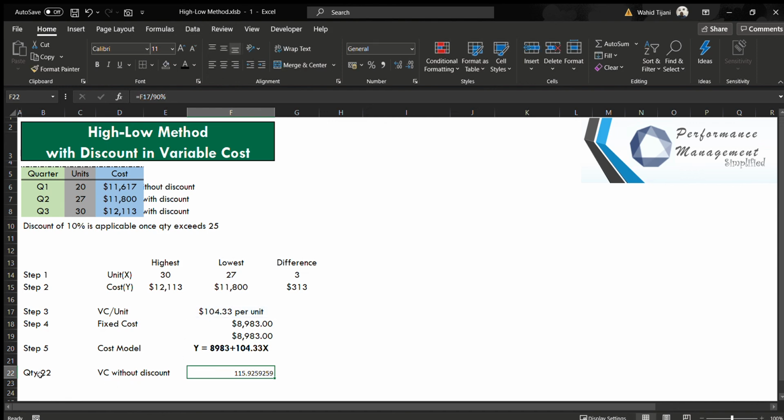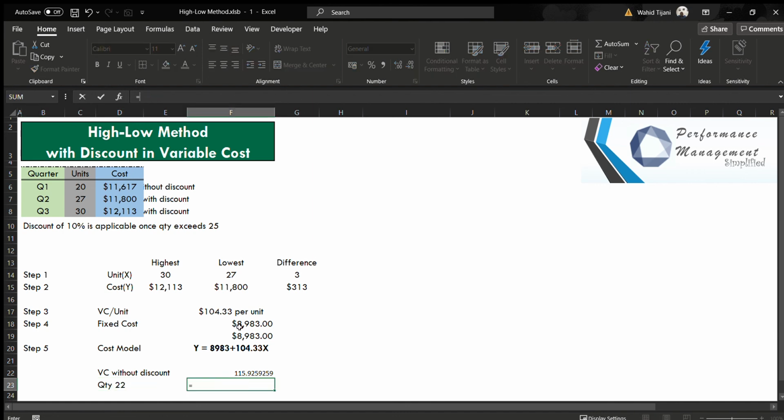So if I am computing the cost for quantity at 22, then my model will simply be equal to my fixed cost plus my variable cost. Noting that the variable cost will be the 115.9 excluding the discount, since I have not attained the limit where the discount becomes applicable. So this multiplied by the quantity of 22, and that happens to be 11,533. I hope this is very useful.